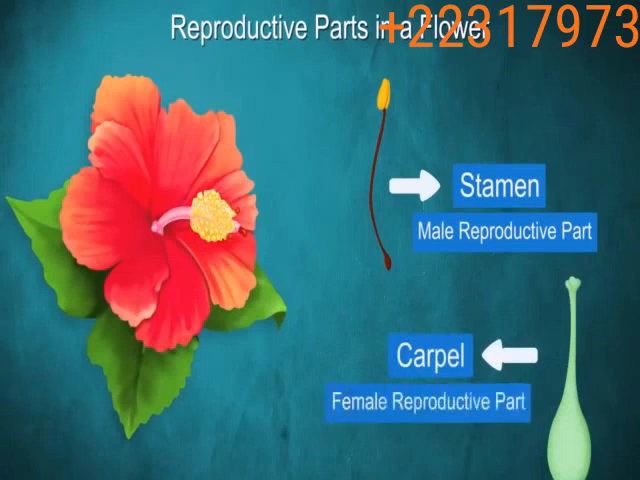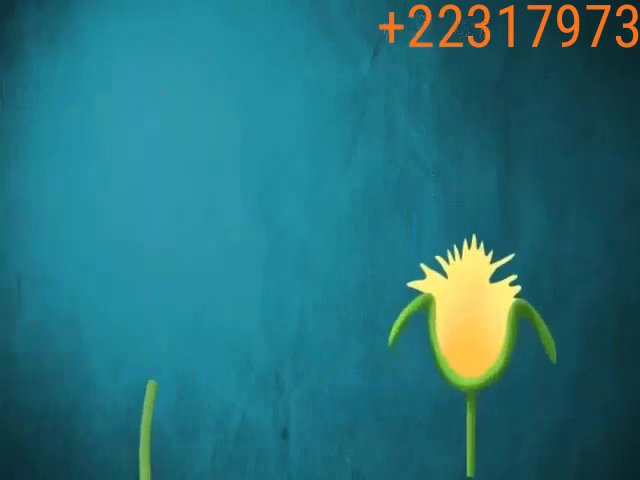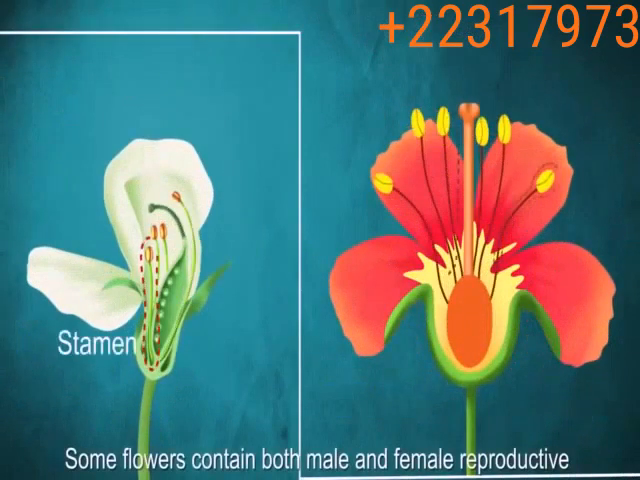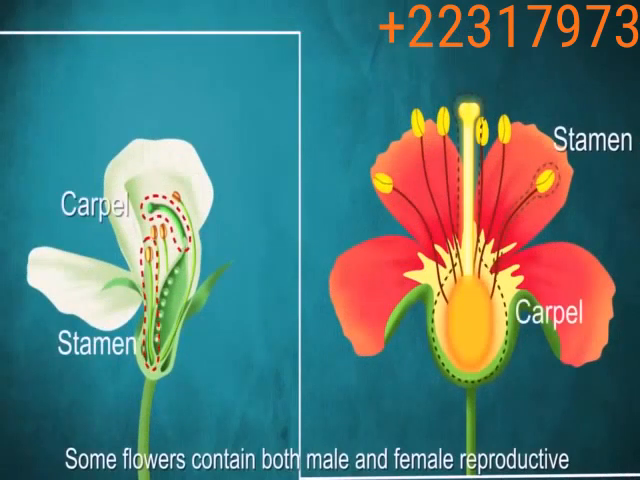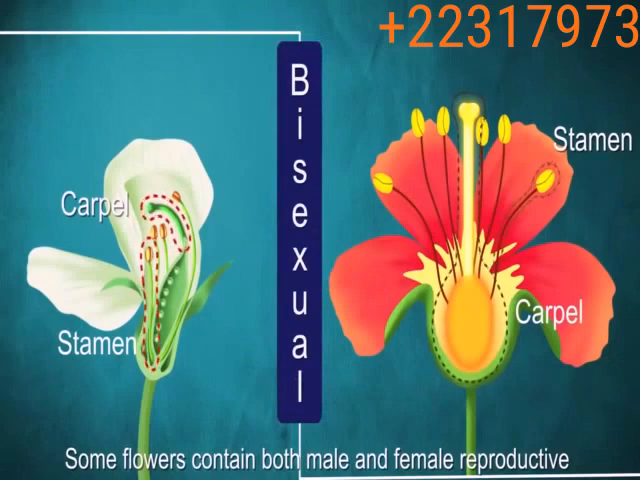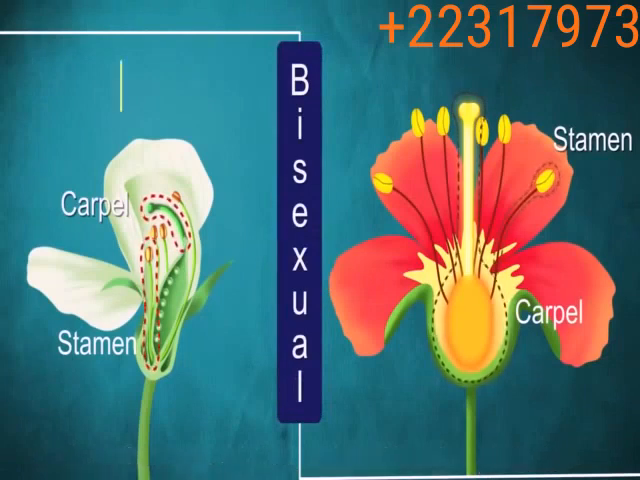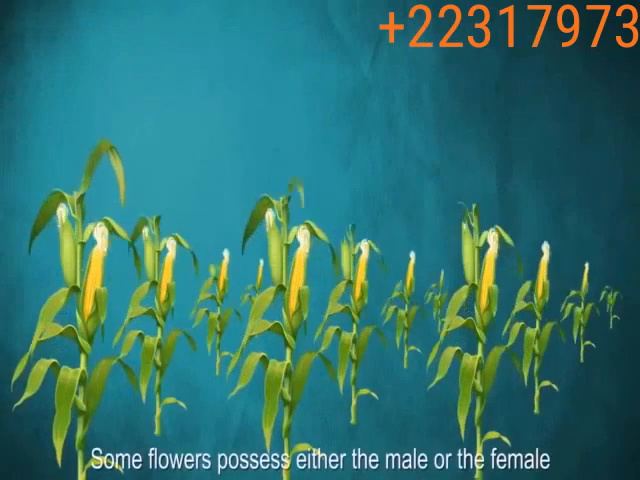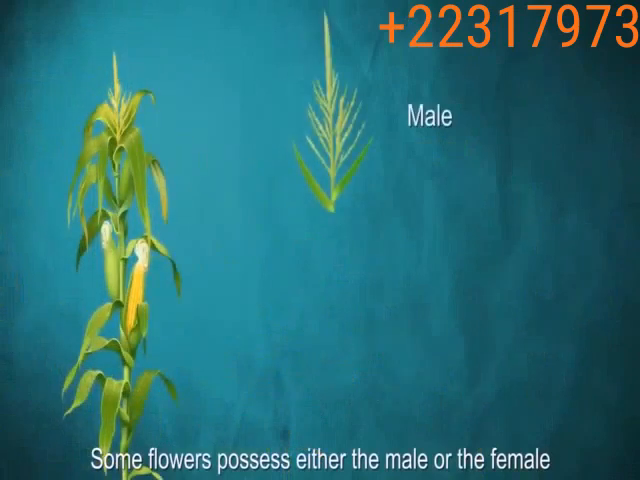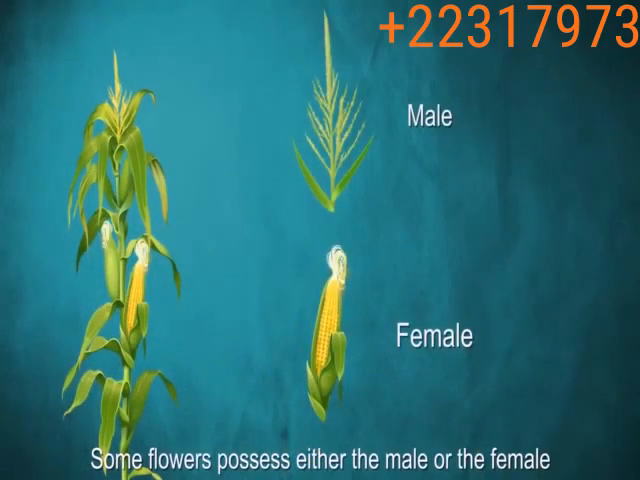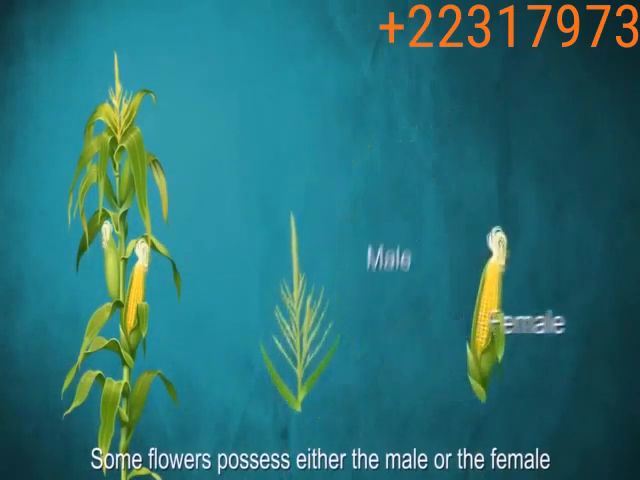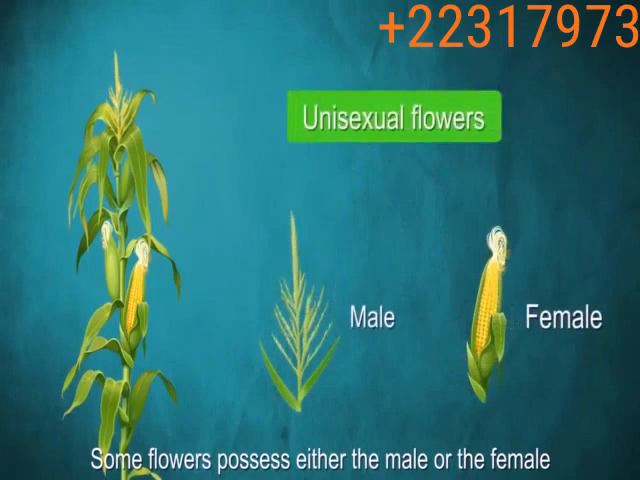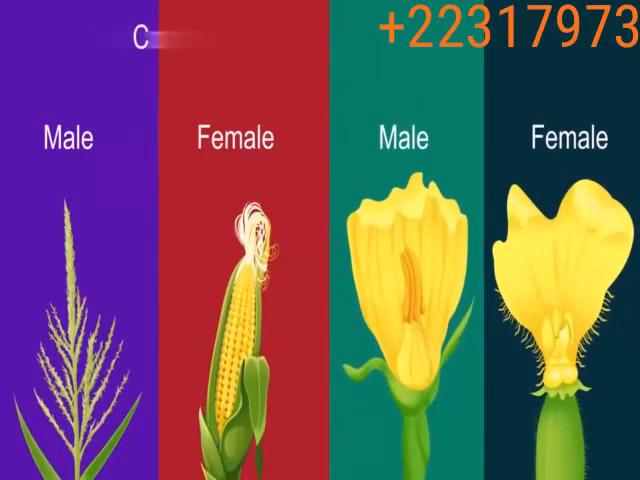Now, the male part of a flower is called the stamen, while the female reproductive part is called the carpel, or simply the pistil. Now, some flowers have both male and female parts, and they are called bisexual flowers. For example, the pea plant and China rose, etc. We have others which have only either the male or the female parts and are called unisexual flowers. For example, the maize or cucumber plant.